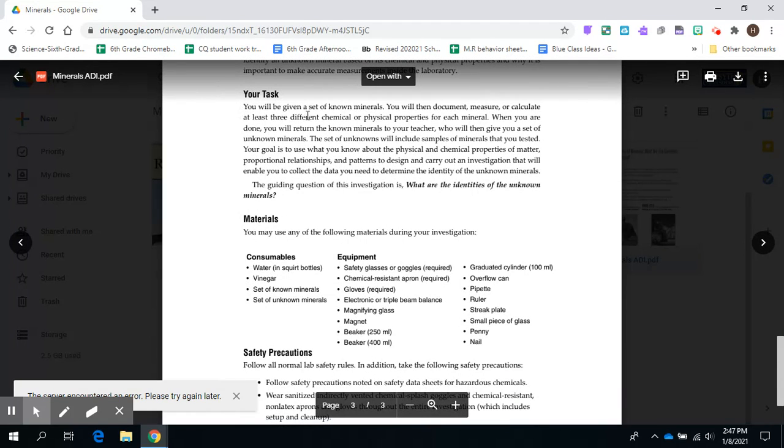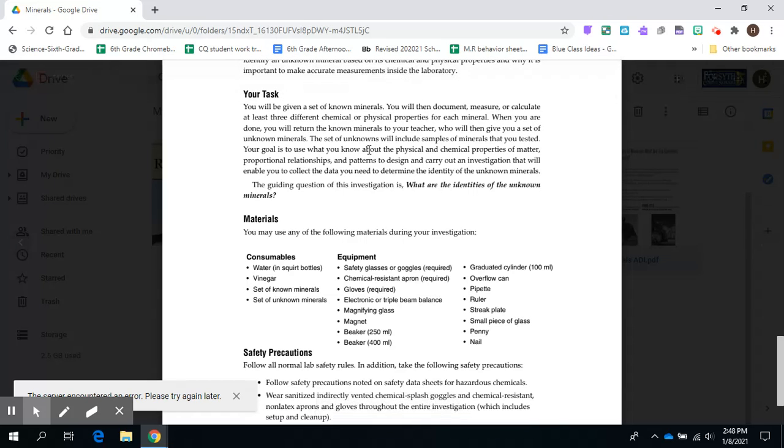All right, so you will be given a set of known minerals. So we'll do that first for you. And you'll document, measure, or calculate at least 3 different chemical or physical properties of each mineral. When you are done, you will return the known minerals to your teacher, and you will then be given a set of unknown minerals. The set of unknowns will include samples of minerals you have tested.